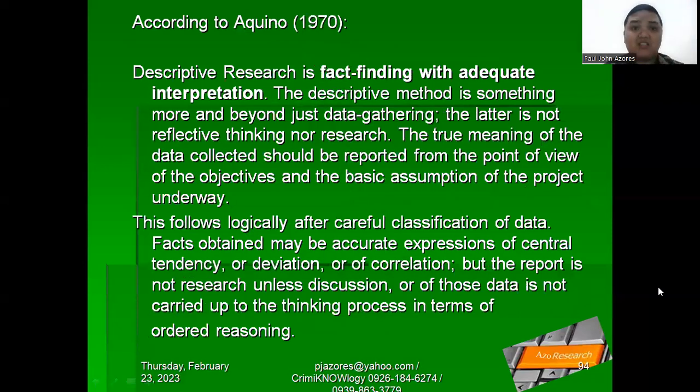Then, to add, it is also a fact-finding with adequate interpretation. So it is more of the investigation of a phenomenon. This method is something more and beyond just data gathering. The latter is not reflective thinking nor research. The true meaning of the data collected should be reported from the point of view of the objective and the basic assumption of the project underway. Now, this follows logical and careful classification of data. Facts obtained may be accurate expressions of central tendency or deviation or of correlation, but the report is not research unless discussion of those data is carried up to the thinking process in terms of ordered reasoning.